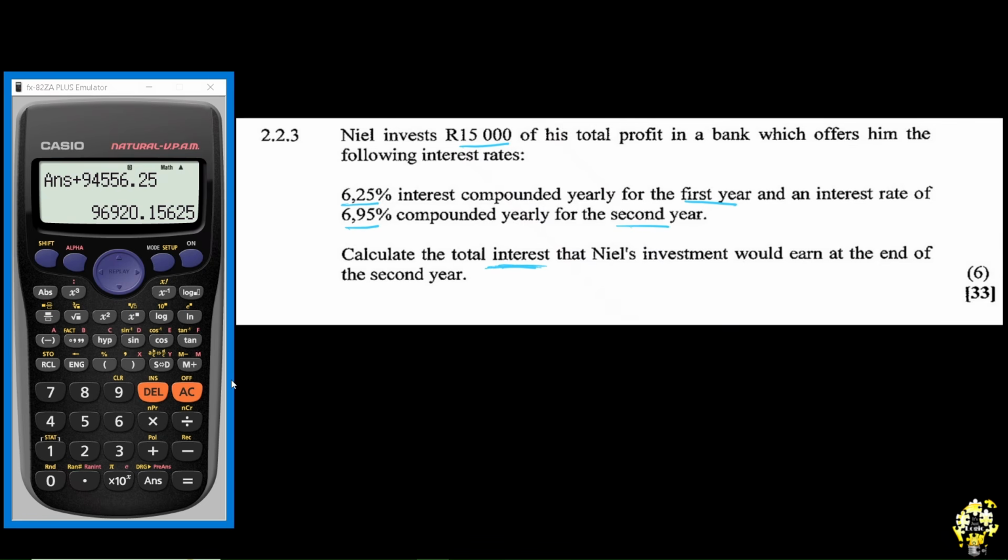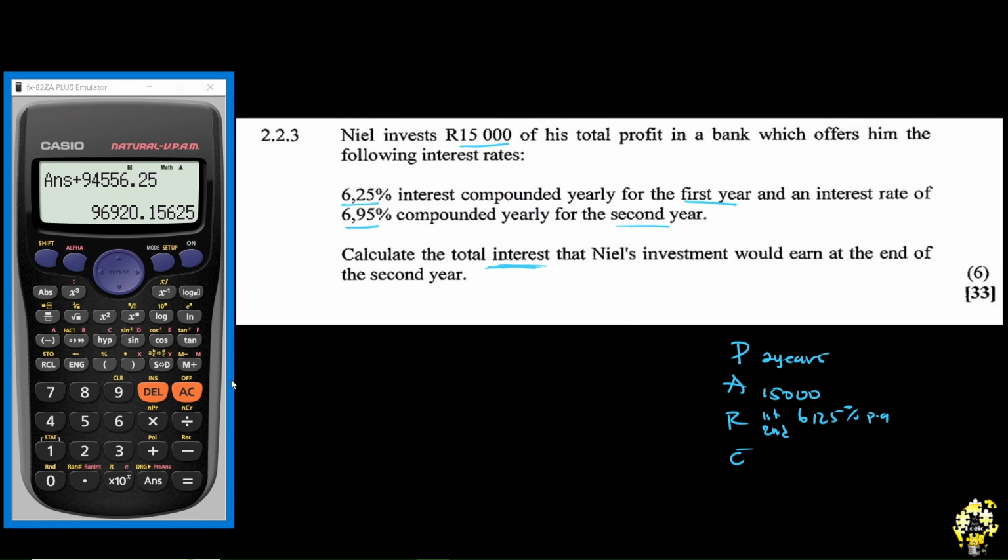Calculate the total interest at the end. Neil's investment would end at the end of the second year. So again, what's the period? The end of the second year, so the period is 2 years. What's the principal amount? It's 15,000. What is the rate? There are 2 rates, for the first and second years. For the first, we have 6.25% per annum.